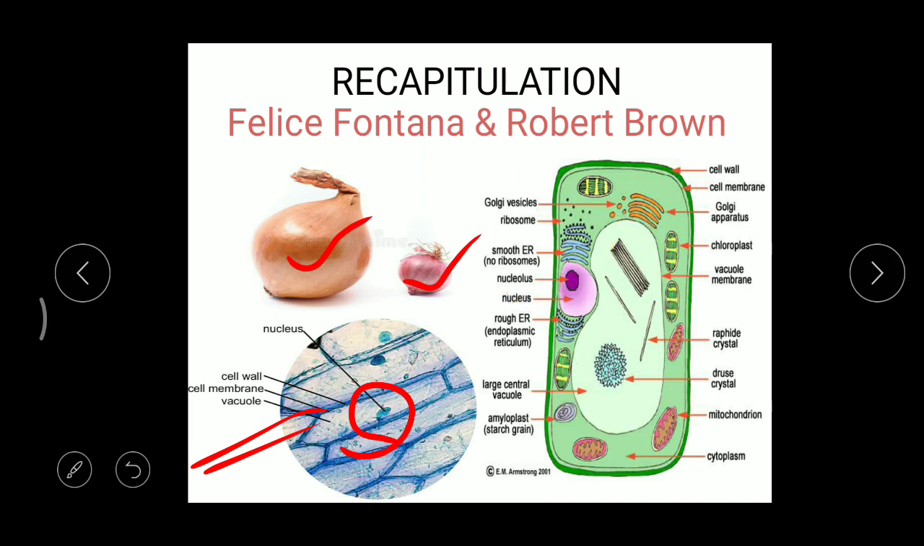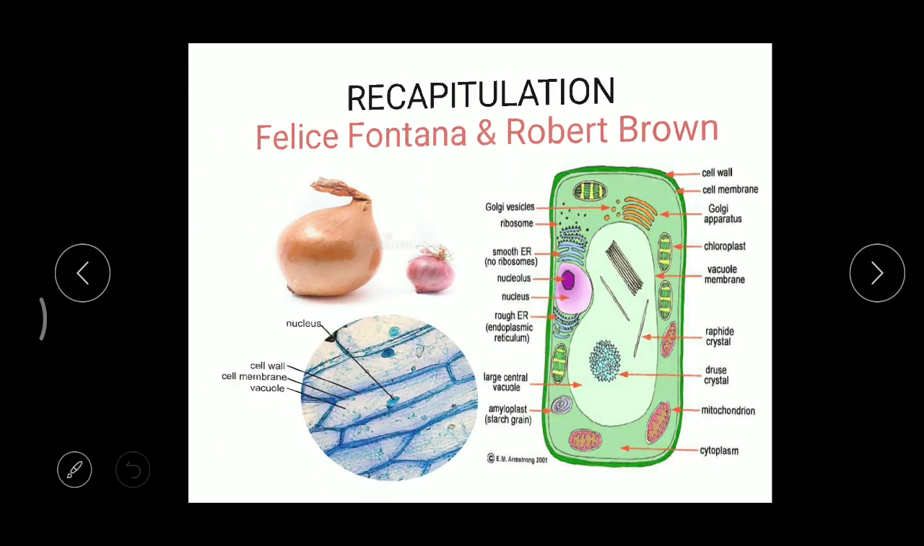And then here we can find some green colored structures, chloroplasts. Next, we can find mitochondria, then the Golgi vesicles or Golgi bodies, ribosomes, endoplasmic reticulum, smooth endoplasmic reticulum, plastids, all the things, right? Now let's come to the lesson.